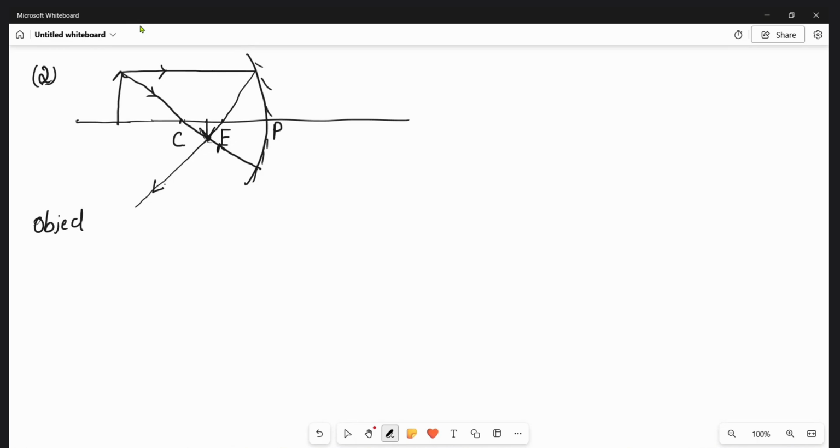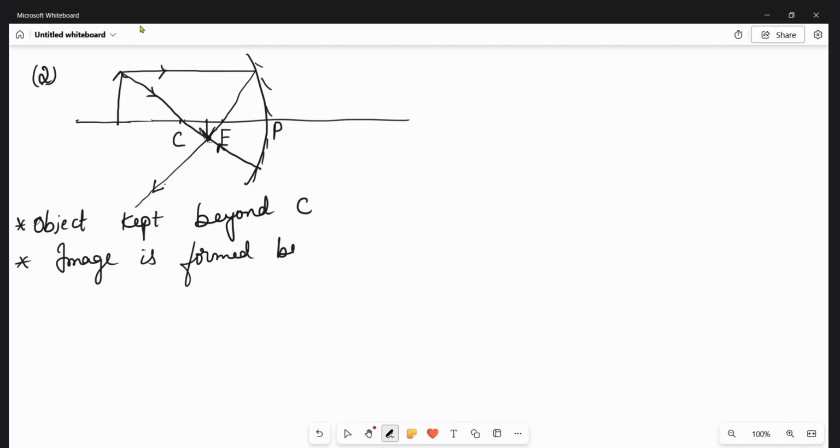Object kept beyond C. Image is formed between F and C. That is, between the focus and the center of the curvature, and it will be a real and inverted image.